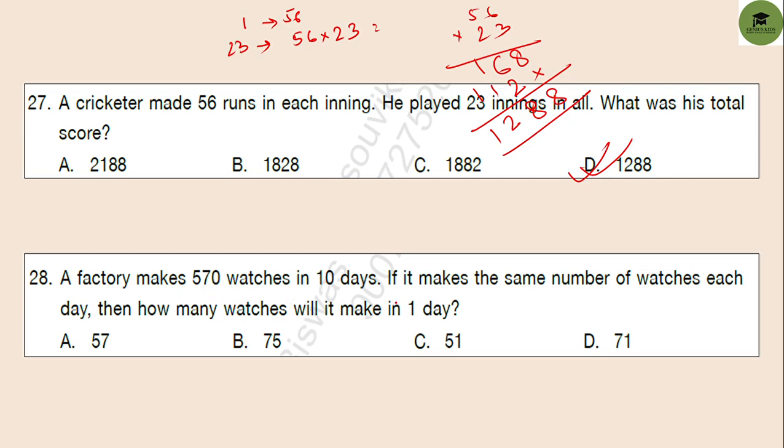Next one. A factory makes 570 watches in 10 days. If it makes the same number of watches each day, then how many watches will it make in one day? Okay. So a factory makes 570 watches in 10 days, and each day it makes the same number. So how many watches are made in one day? It is 570 divided by 10, and that will be 57. Okay, so option A is your correct answer.